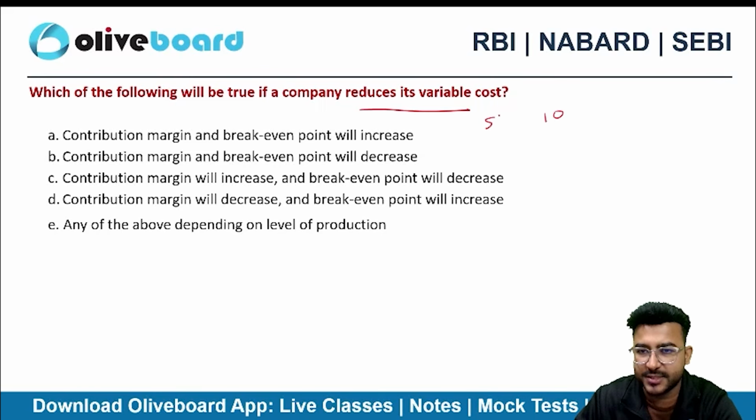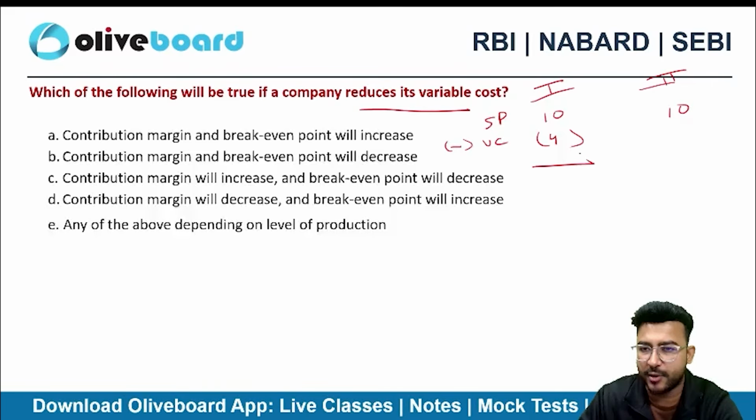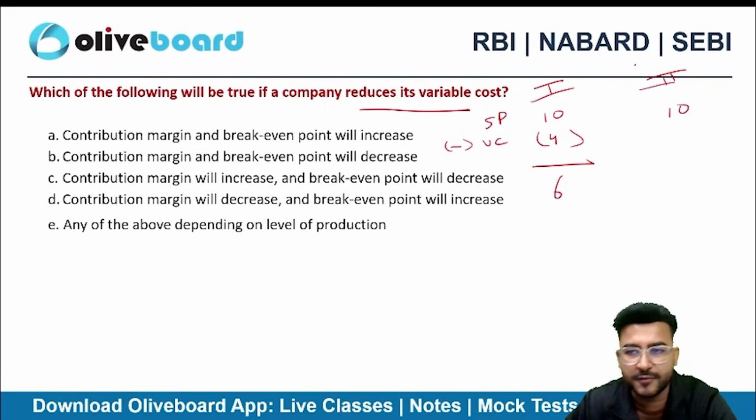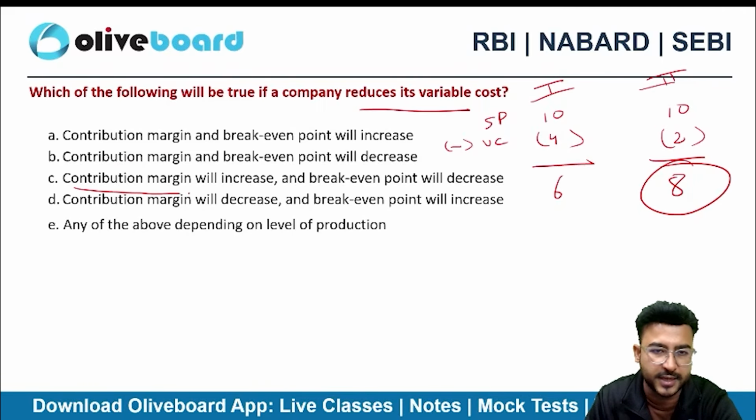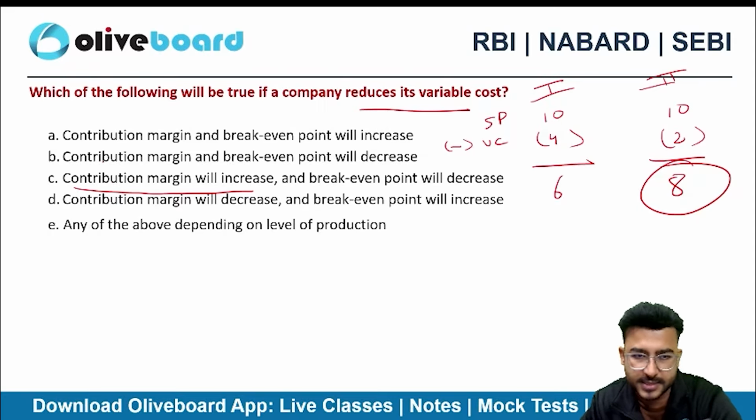My selling price used to be 10 rupees. It's 10 rupees in both the cases. My variable cost is 4 rupees here, so my contribution is 6 rupees. What if I start reducing it? Now it is 2 rupees, so I can say my contribution is now 8 rupees. So obviously the contribution margin will increase. That's the number one observation.